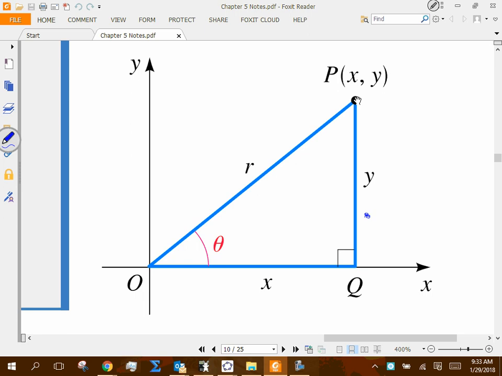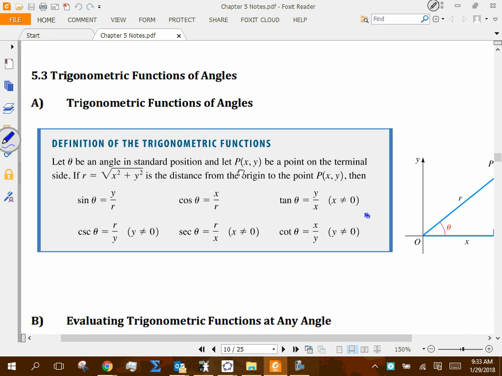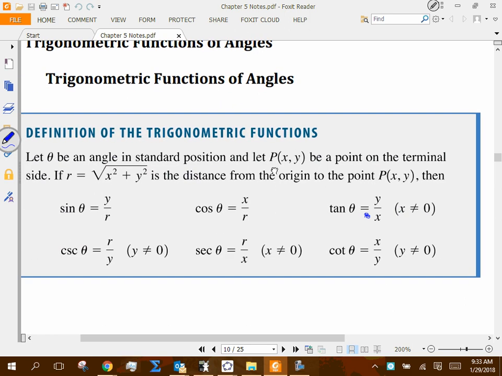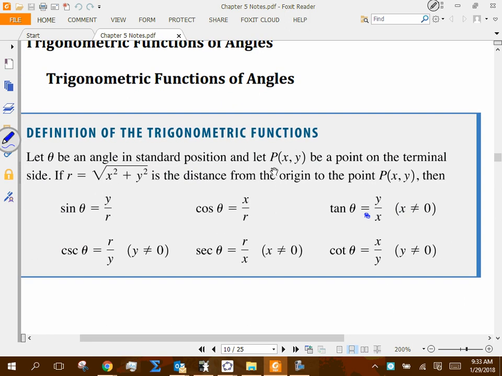Now, the hypotenuse we're going to refer to as r. We'll talk about why, here in a moment, why they call it r. But let's think about how we can determine what r is. It says let theta be an angle in standard position and let P be x comma y, a point on the terminal side. So that's the picture that I just showed you. It says r is equal to the square root of x squared plus y squared.